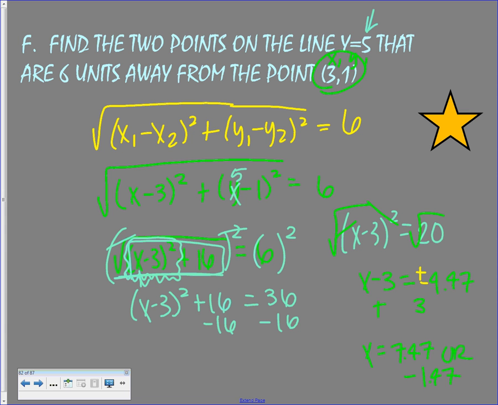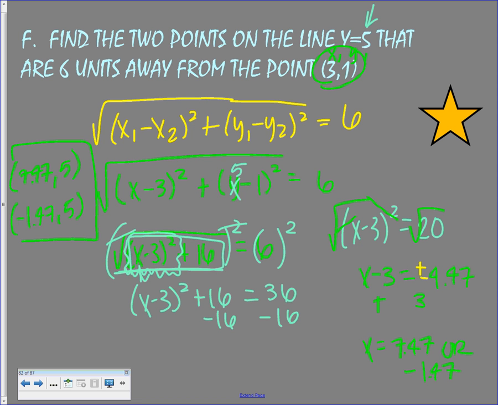Now I've done all this work, but I haven't actually answered the question. The question says find the 2 points on that line that are 6 units away. So now I know the x-coordinates. My x-coordinate was 7.47, and it said it was on the line y equals 5, so my y value is 5, and then the other one would be negative 1.47, comma 5. So these are the answers to that question. That one kind of wraps everything we've done up into one.